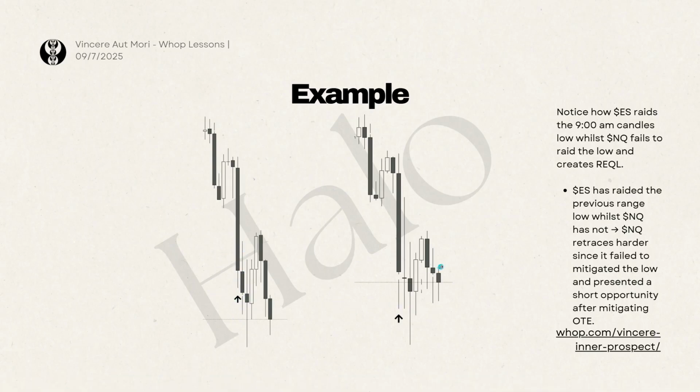candle's low. When this happens, you should expect a deeper retracement into discount, or premium in this case, on the asset class that does not raid the low. Now, NQ fails to raid the low and creates relative equal lows. ES has raided the previous range low whilst NQ has not. Then NQ retraces harder into OTE of the 9 a.m. candle, and because it failed to mitigate the low, it presents a short opportunity after mitigating the optimal trade entry as mentioned. So it's a fairly simple concept to understand. This is just the hourly time frame to give you guys an idea of how this looks.